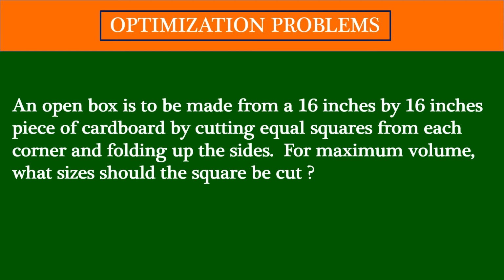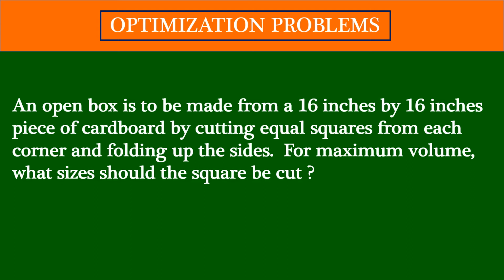So we now have another problem. An open box is to be made from a 16 inches by 16 inches piece of cardboard by cutting equal squares from each corner and folding up the sides. For maximum volume, what sizes should the square be cut?